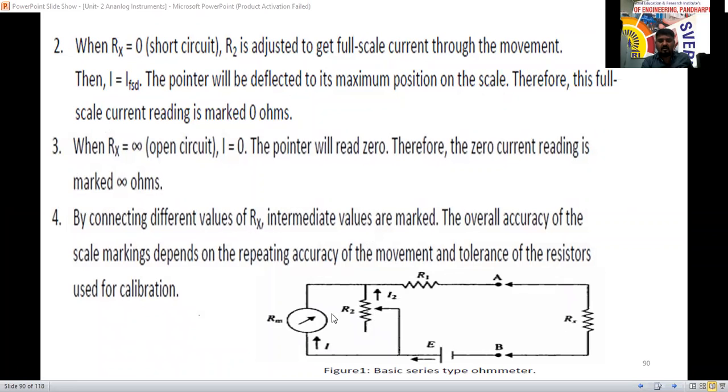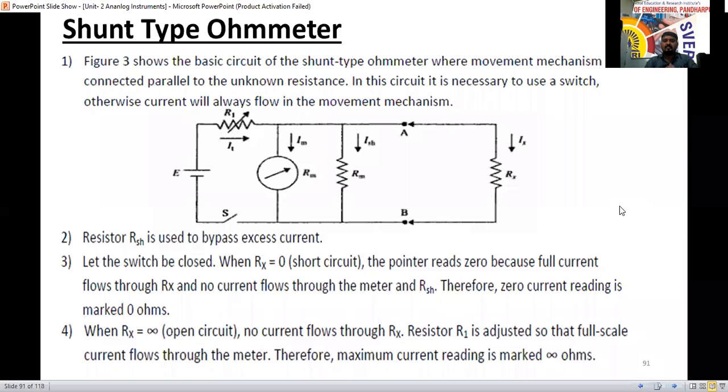If the current deflection is full deflection, then what is the value of the unknown resistance? 0. If the current is 0, then what is the value of resistance? Infinity, or maximum we can call that one here. Okay, resistance is infinity. Very good. So we have discussed the series type ohmmeter.